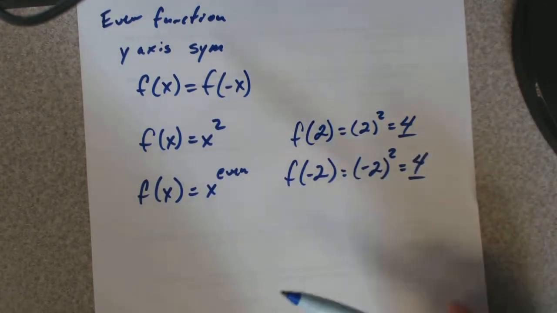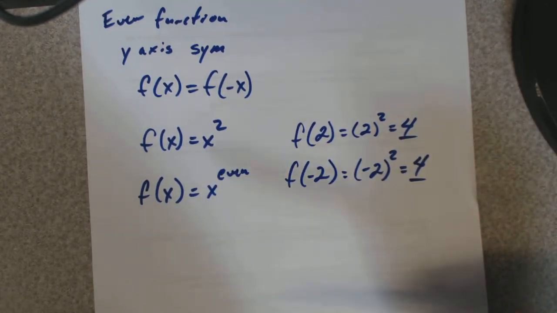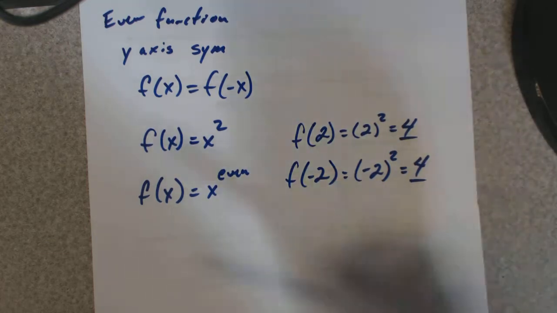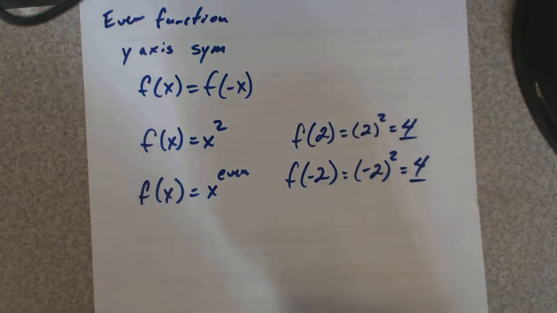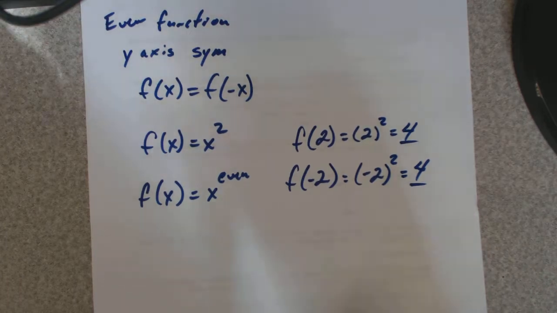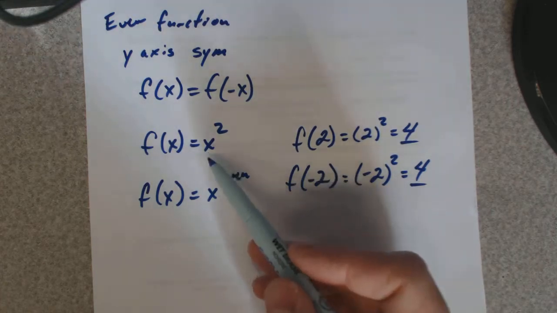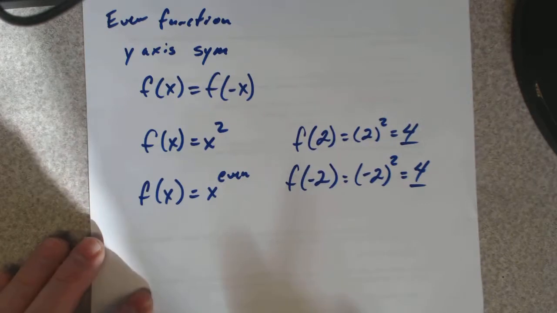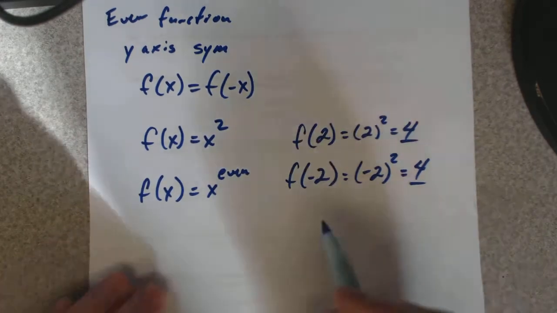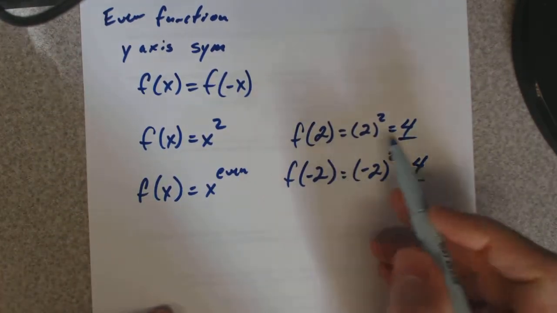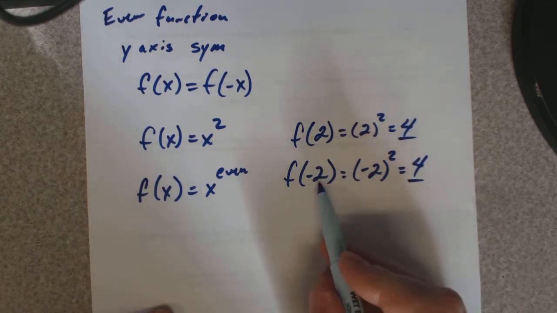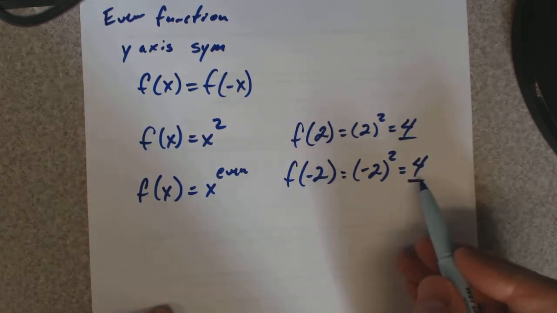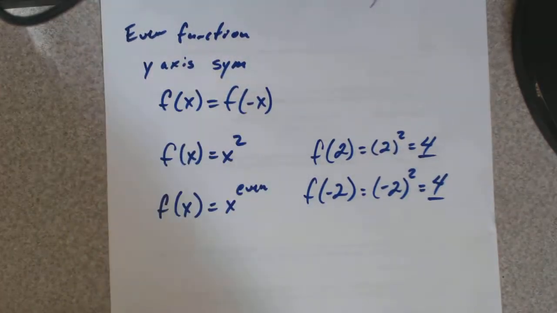Now, remember we talked about graphically, if we move the graph left or right, it loses its y-axis symmetry, right? So if you start adding or subtracting numbers, or if it gets any more complicated than just x squared or x to an even power, then you have to think about it for a little bit. But that's the basic gist. If you plug a number in and get 4, plug in the same number but negative and get the same answer, 4, then this should be a y-axis symmetry.